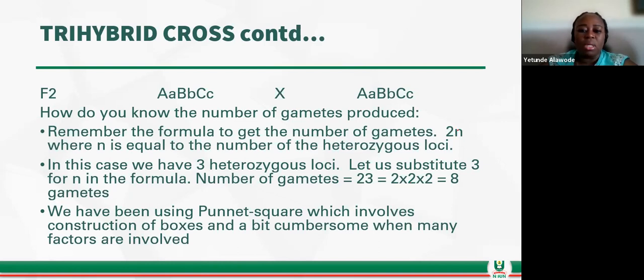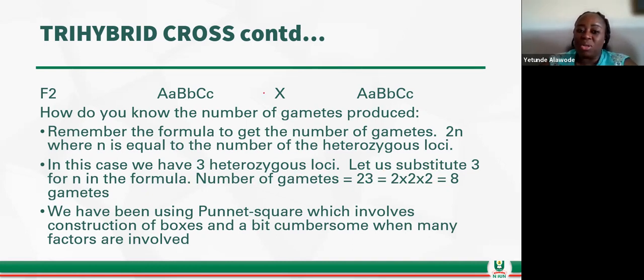This should be a superscript. So same thing for a trihybrid. Let's consider three heterozygous loci. So the number of gametes is 2 raised to power 3. This is raised to power, not 23. 2 raised to power 3 is the same thing as 2 times 2 times 2, which is 8 gametes. So 8 gametes is formed.